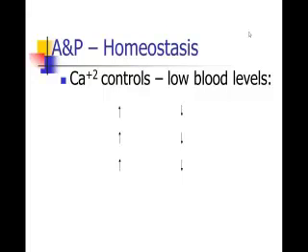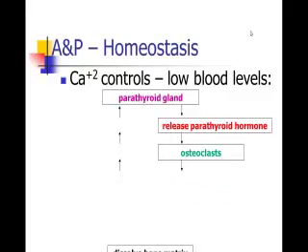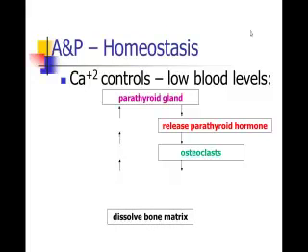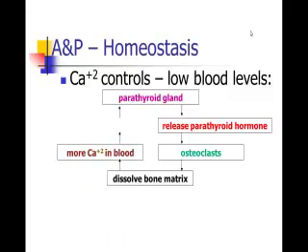We have a feedback loop that can help restore the levels. The parathyroid gland releases parathyroid hormone. That in turn activates osteoclasts. The osteoclasts dissolve the bone matrix slowly. Then when that happens, the calcium is released and goes into the blood, and then the higher levels of calcium in the blood inhibit the gland from releasing the hormone. So this is a negative feedback loop.